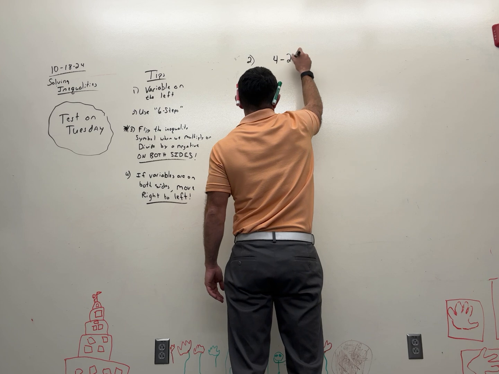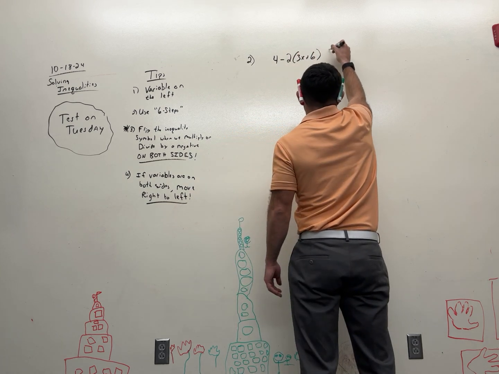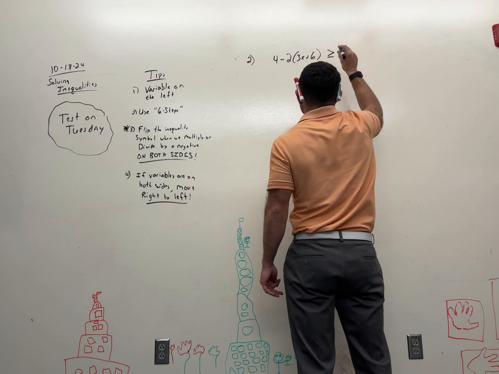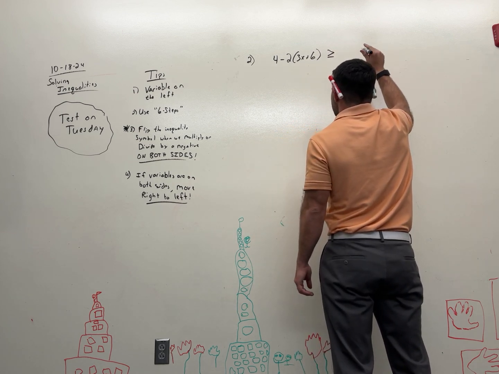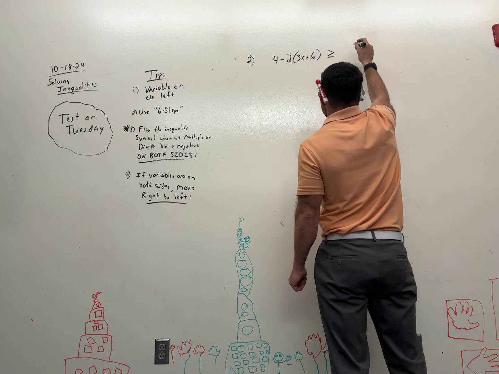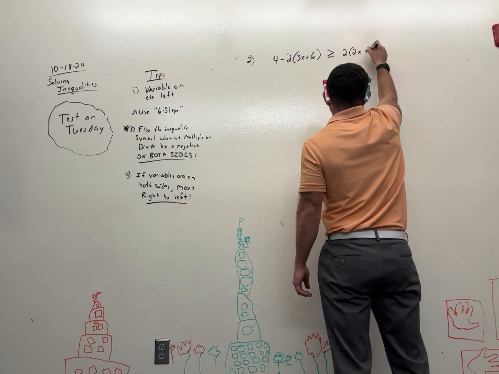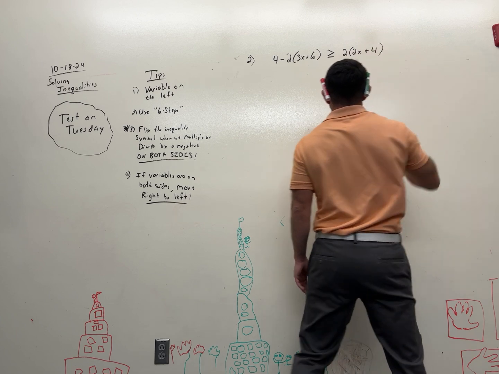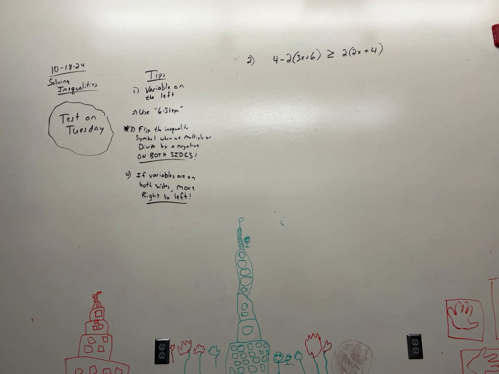4 minus 2, 3x plus 6, greater than or equal to. All right, we're gonna see what happens. It might be a fraction. Let's see what happens. I'm going to give you guys about 4 minutes.